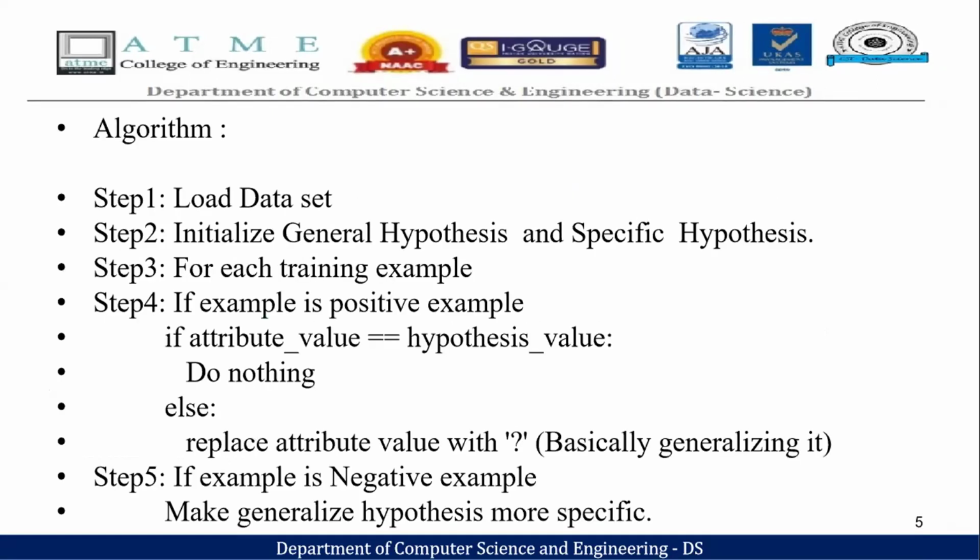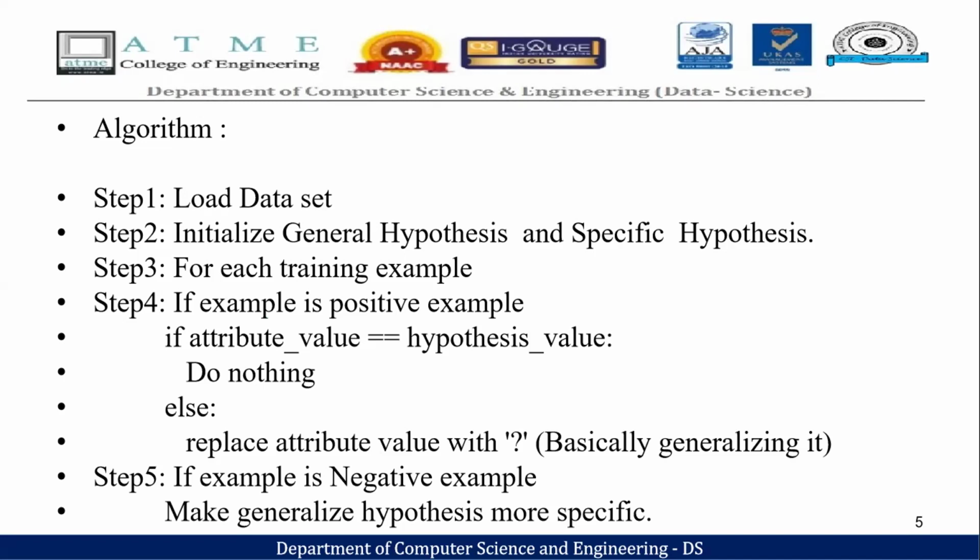Coming to the algorithm, the first step is you need to load the data. What kind of data do we need to consider? That is the CSV data. Next, you need to initialize the hypotheses, which means you need to initialize both the general hypothesis and the specific hypothesis. In Find-S, we used to consider only the specific hypothesis initially, but here you need to consider both general and specific hypotheses.